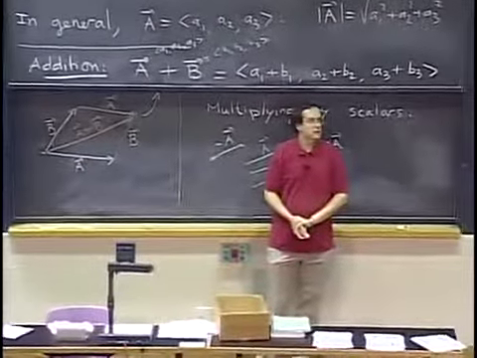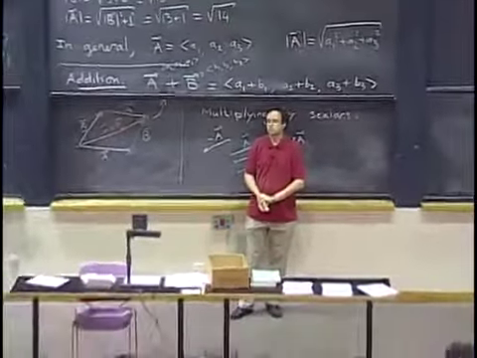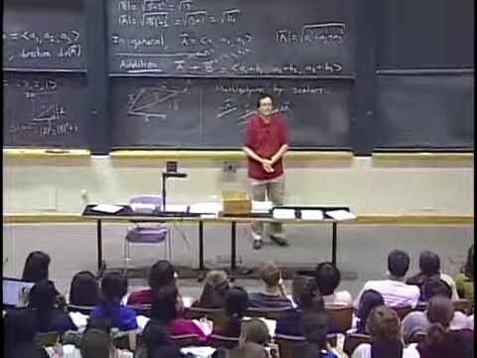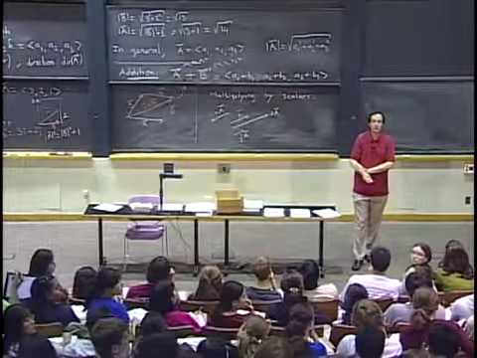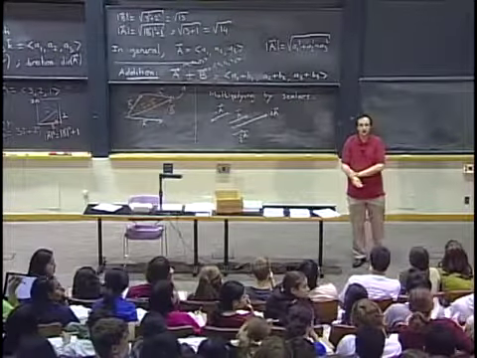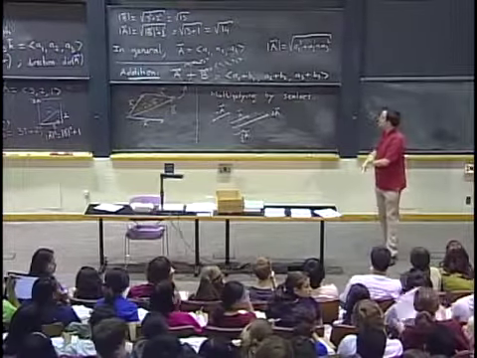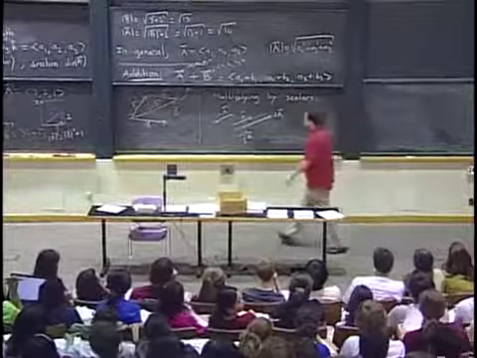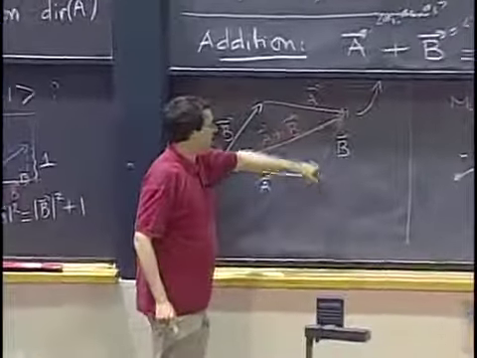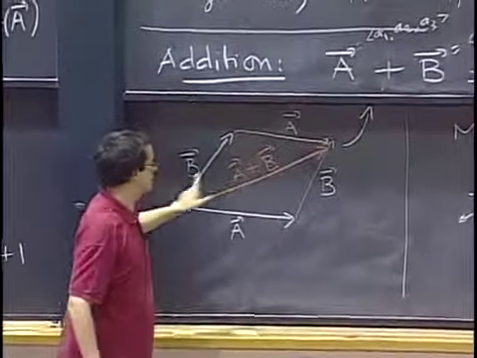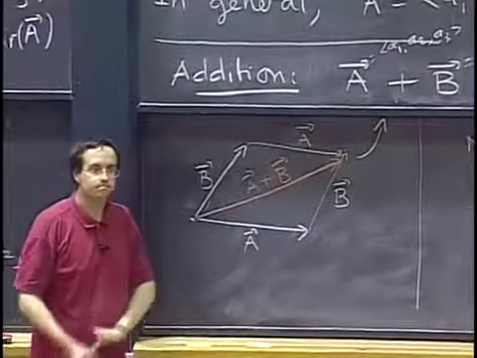Any questions at this point? Yes? So for the geometric vector addition, you're basically just using the tip-to-tail addition? Exactly. To add vectors geometrically, you just put the head of the first vector and the tail of the second vector in the same place, and then it's head-to-tail addition.